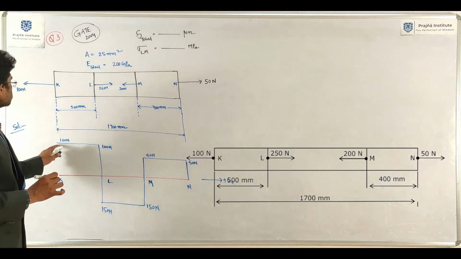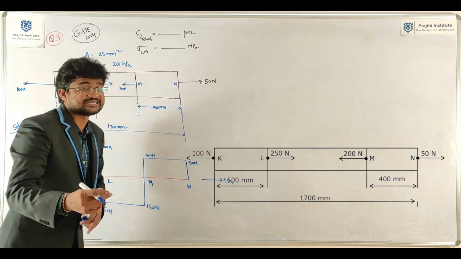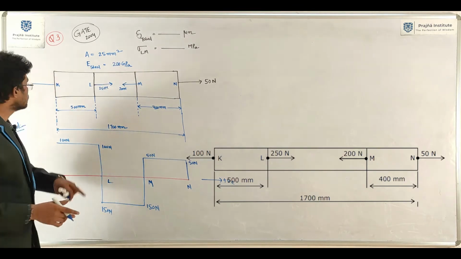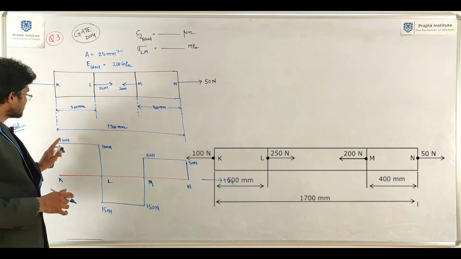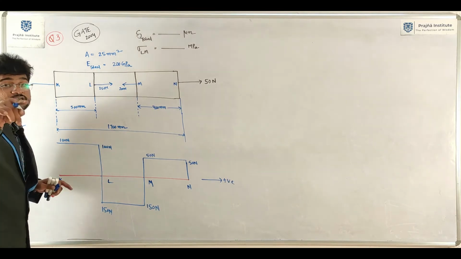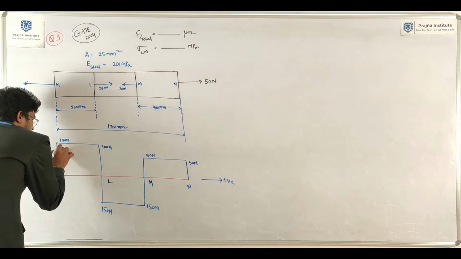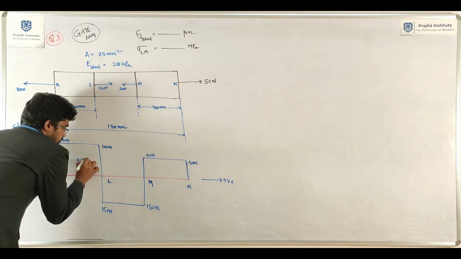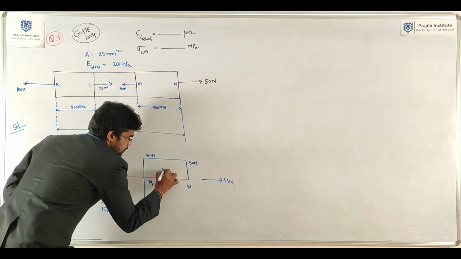And now I have seen the load, both are acting in opposite direction. Opposite direction means negative. Negative means minus 100. Add minus 100 to 100, you will get 0. We need to move down by 100 Newton. It is positive, negative, positive.